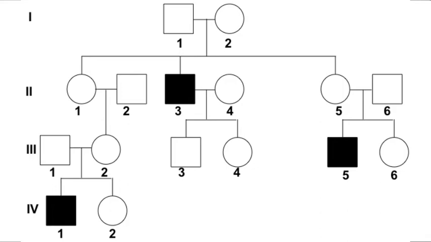So in one pedigree, you might be looking at tune deafness. In another pedigree, you might be looking at eye color. In another pedigree, you might be looking at hemophilia. It all changes depending on what you're interested in. So the shaded trait is always going to be something different. It's just whatever you're interested in.